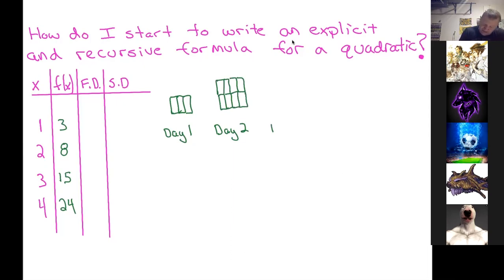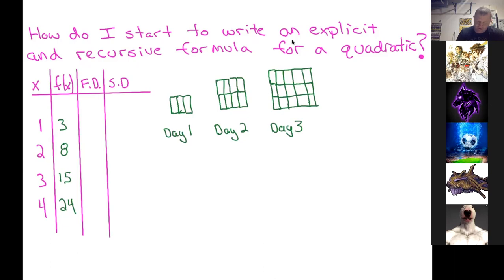And then on day 3, we're going to have 15. Really testing my drawing abilities here. Those are supposed to be the same size. I might be able to do a little bit better. Okay.